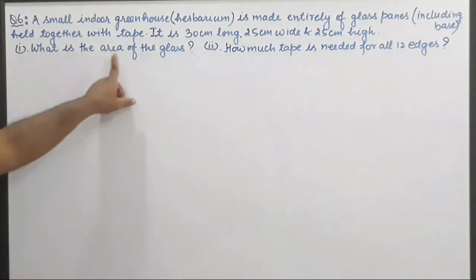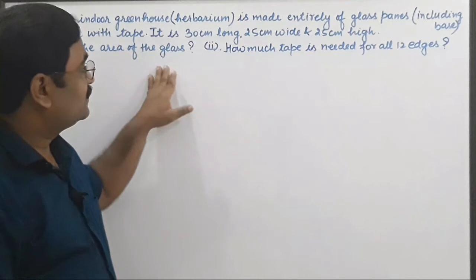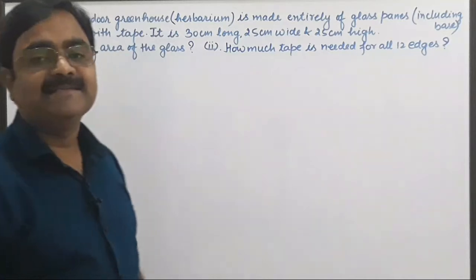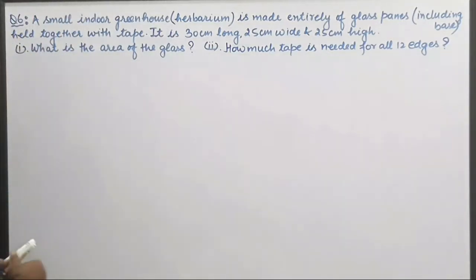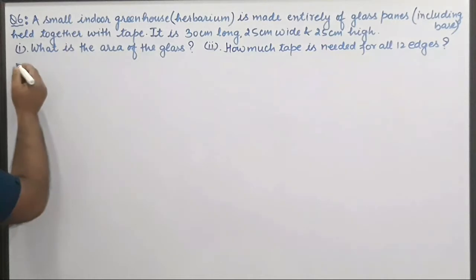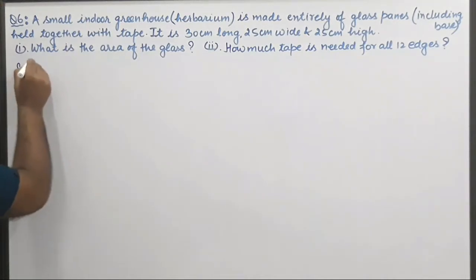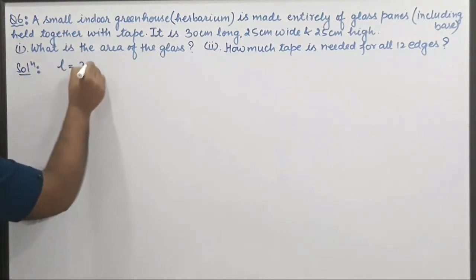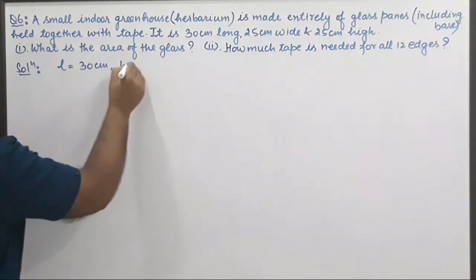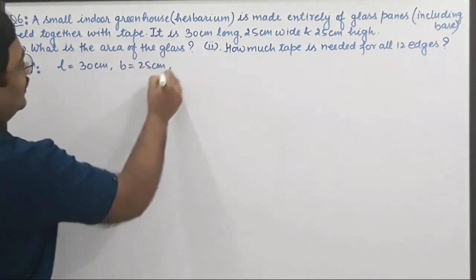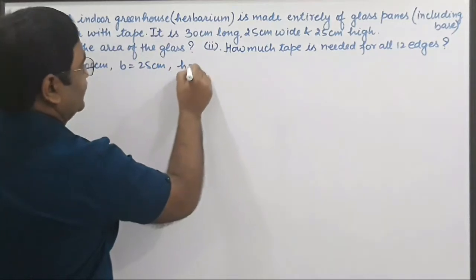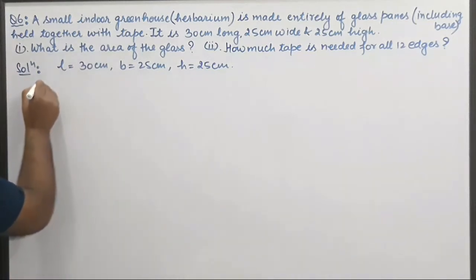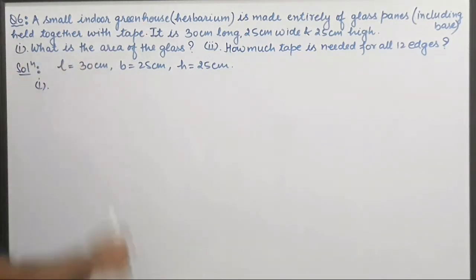First one is what is the area of the glass panes, and how much tape is needed for all 12 edges. So let us find, as its dimensions are given in the solution. Its length is given 30 centimeter, breadth is given 25 centimeter and height is also 25 centimeter. So let us find the sum of this first part. What is asked in this? What is the area of the glass panes?